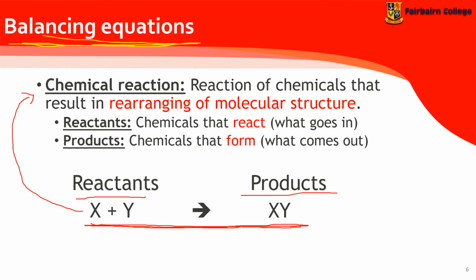Now I always like to say that you should think of this as a recipe. So a chemical reaction is just a recipe, and the reactants are the ingredients that the recipe calls for. So the eggs and the flour that you put in. And then the products are the cake that you hope to get out of the recipe, or whatever you hope to get out of the recipe. So if this was a recipe for cake, then the X would be the eggs, and the Y would be the flour, and the XY would be the cake. So the eggs and the flour are still there, they just rearrange themselves to now form a cake.